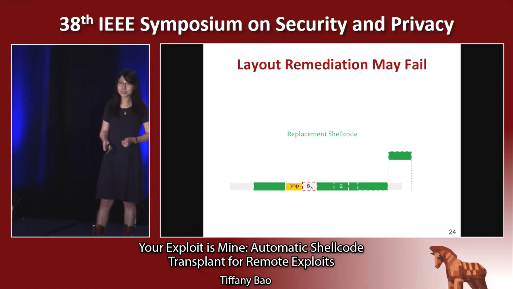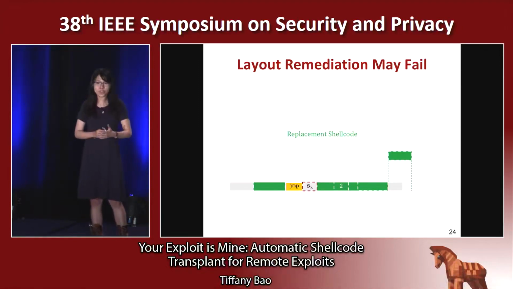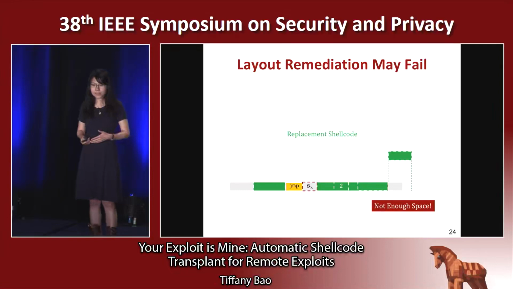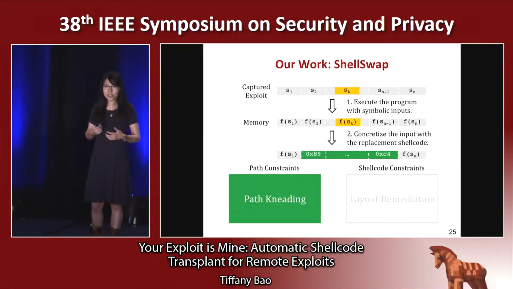However, layout remediation may fail. This is because when we add those jump instructions and skip those memories that might contradict the path constraints, we somehow miss many spaces. We resume them, and in the end, we may not have enough space to put all the instructions in the shellcode. In this way, we'll look back to the path constraints and find out those superfluous constraints and try to see how we're going to resolve them. And we call this step path knitting.